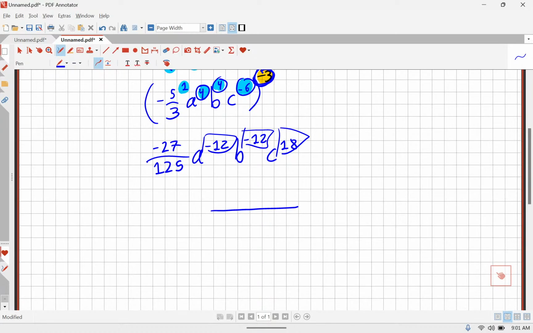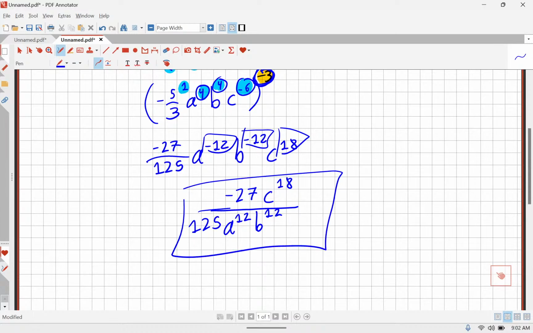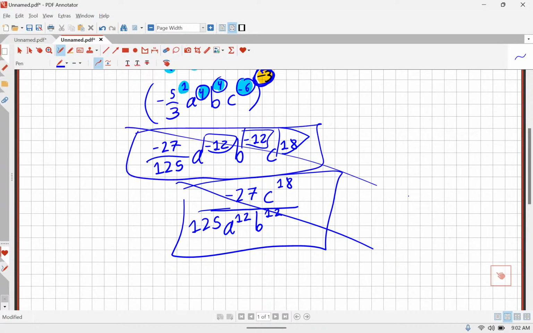So should a to the 12th go upstairs or downstairs? Everyone, it should go downstairs. Should b to the 12th go upstairs or downstairs? It should go downstairs. Should c to the 18th go upstairs or downstairs? It goes upstairs because it's positive. And then these two numbers, they just stay where they are. If I see that on your scratch paper, you're going to get a 4. But if I don't, you're still going to get a 3.5. And if you completely blow this problem, you're still going to get a 3. How many of us are feeling pretty comfortable knowing that? I hope most of us.